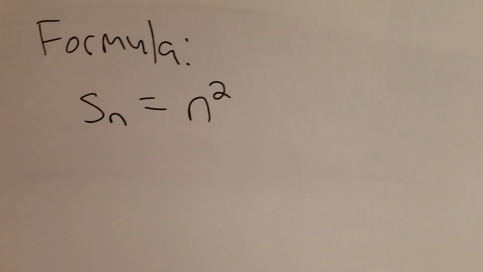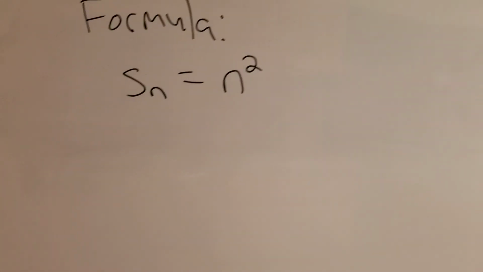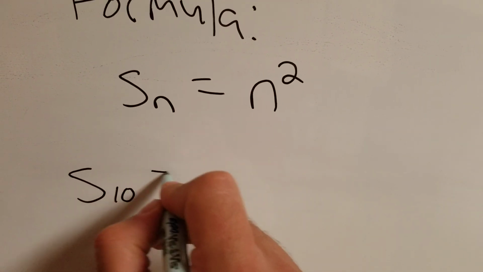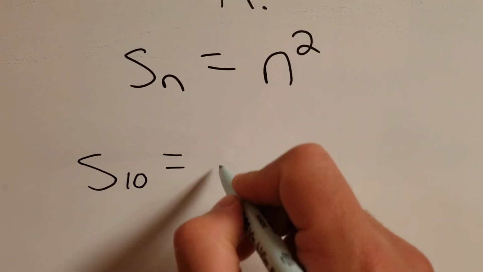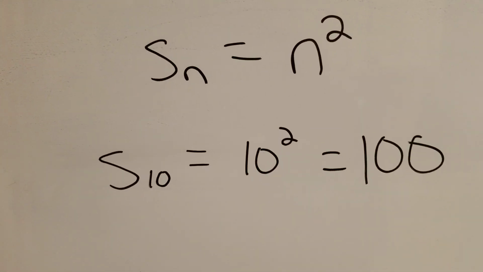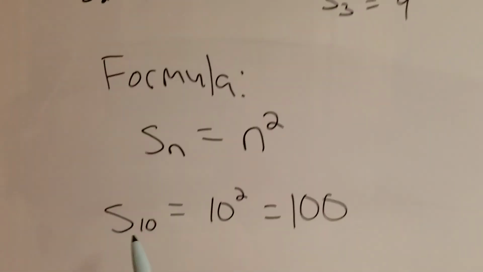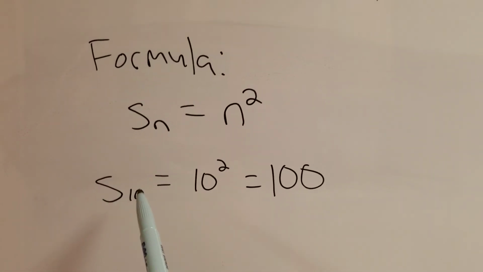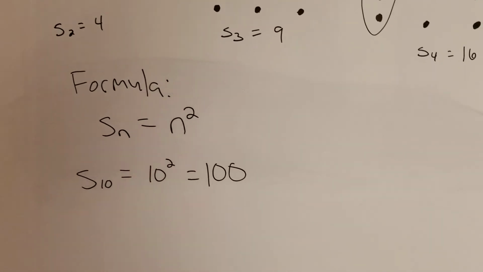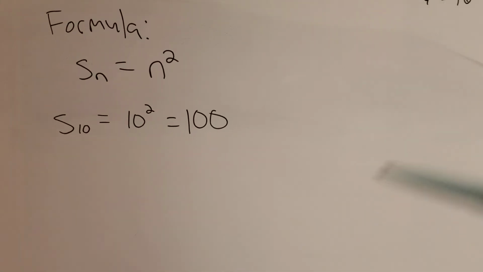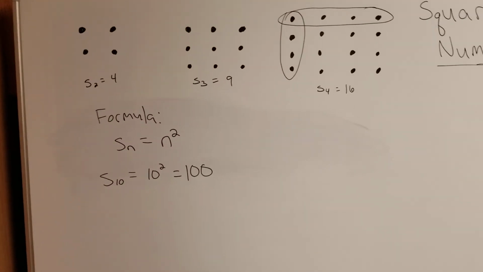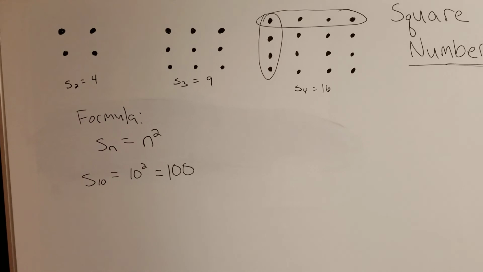And with this formula, it's really powerful. Now, if I say, what is S sub 10? I can just plug in a 10 for n and say S sub 10 is 10 squared, which is 100. This tells me that my S sub 10 diagram is going to be a square diagram of 10 rows of dots and 10 columns of dots, for a total of 100 dots. And I don't have to draw out this huge diagram in order to do so.